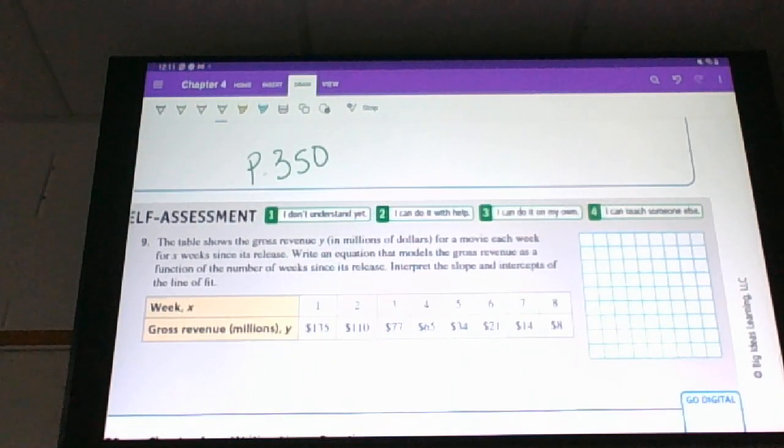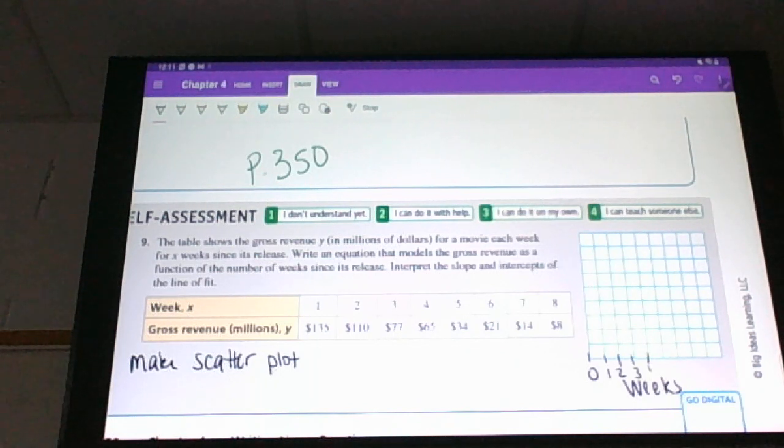So we're going to make a scatter plot. We're going to plot these points. All right, down here is weeks. It's going to go 0, 1, 2, 3, 4, yep, all the way to 8. The y-axis is gross revenue. That's as much money as the people got for putting their movie out. And it's revenue in millions.